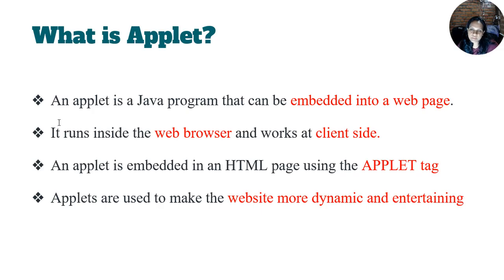Now, what is an applet? An applet is a Java program that can be embedded into a web page. It runs inside the web browser and works at client side. An applet is embedded in an HTML page using the applet tag, and applets are used to make the website more dynamic and entertaining. In order to make an interactive website, we use the applet.